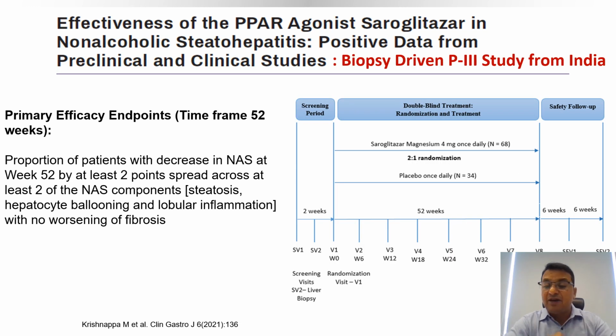And then we have a phase 3 placebo-controlled, randomized, double-blind, biopsy-driven clinical study in NASH patients. 102 patients having biopsy-proven NASH were enrolled in this study. All those patients were randomly divided into saroglitazar 4 milligram or placebo arm. The treatment was given for 52 weeks and a second biopsy was taken after 52 weeks of treatment.